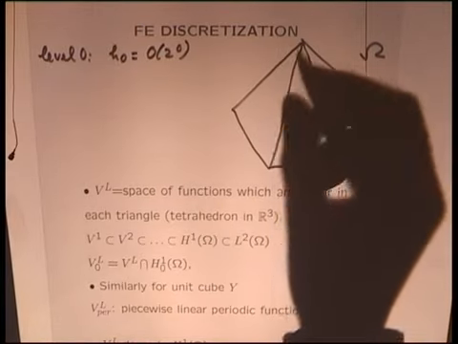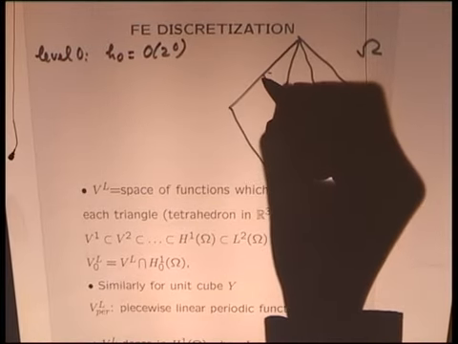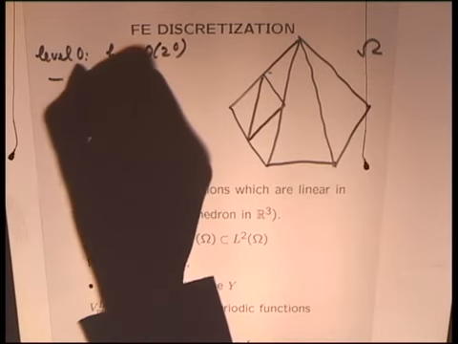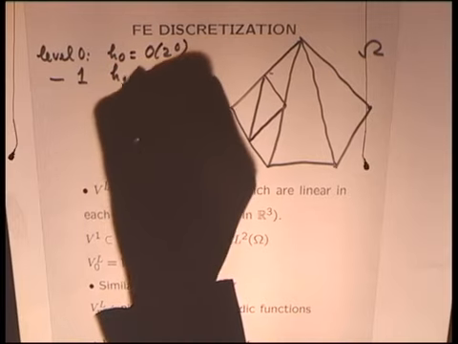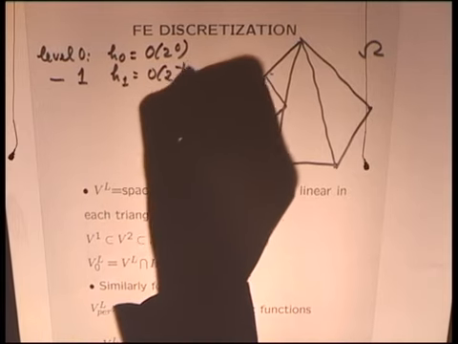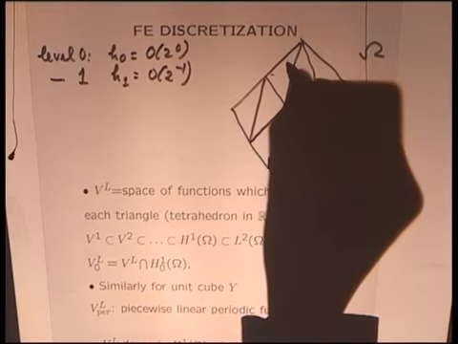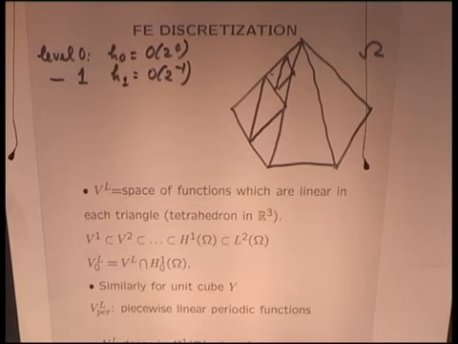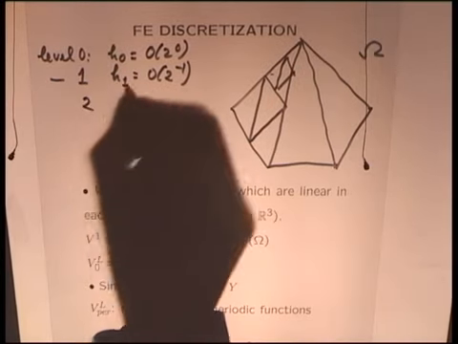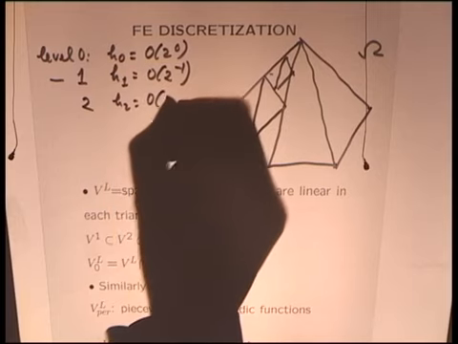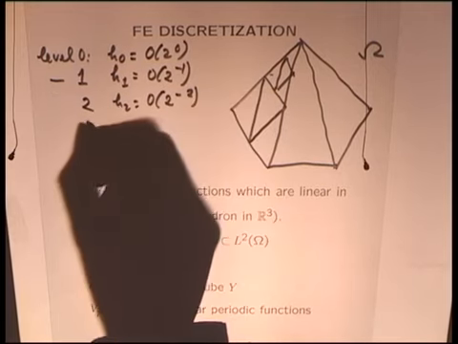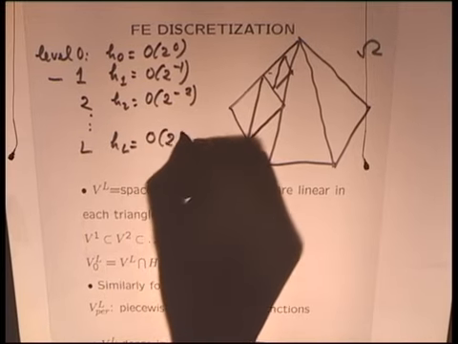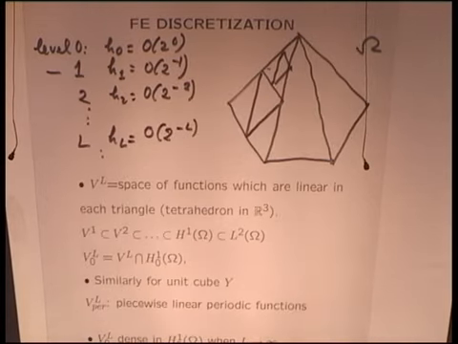And then inside each of these cells, we divide them into sub-triangles. And here is level 1, and the mesh size at level 1 is h1, big O of 2 to the minus 1. And then inside each of these triangles, we also divide them into sub-triangles, and the mesh size here at level 2 is h2, big O of 2 to the minus 2, and at level L we have the mesh size hL as big O of 2 to the minus L, and so on. So all of this is well known.